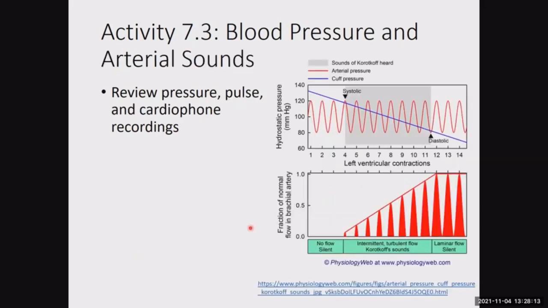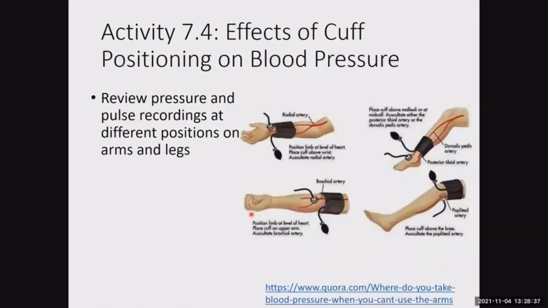The third activity focuses in on blood pressure and arterial sounds. So a similar activity, using the blood pressure cuff and the pulse transducer, but we're also going to be using a cardiophone. And so this is a substitute for the stethoscope, but it goes along with being able to collect the information within our Power Lab systems.